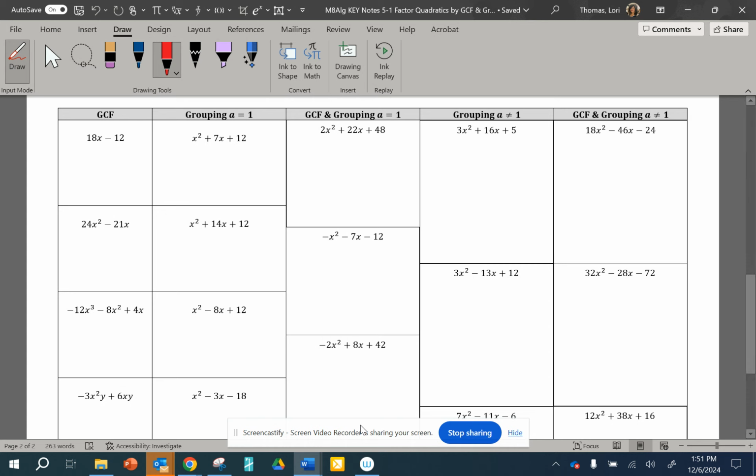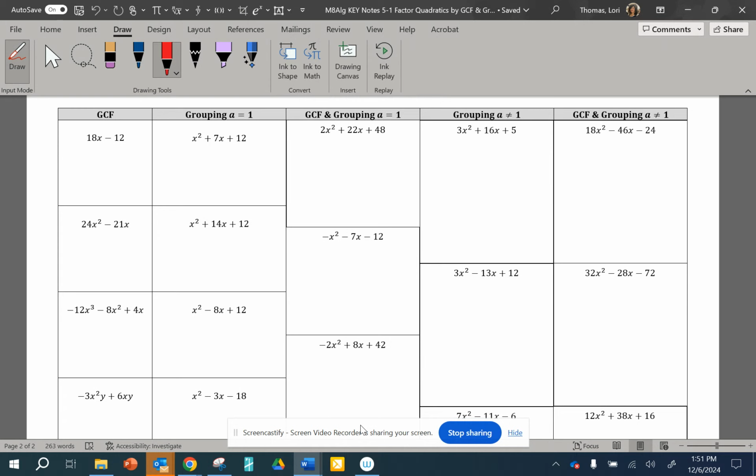Okay guys, in these notes, we are learning how to factor polynomials, more specifically quadratics. The first type of polynomials we're going to take a look at are linear ones, some quadratics, cubic, and so forth. So the most basic polynomial to factor is factoring out the greatest common factor.